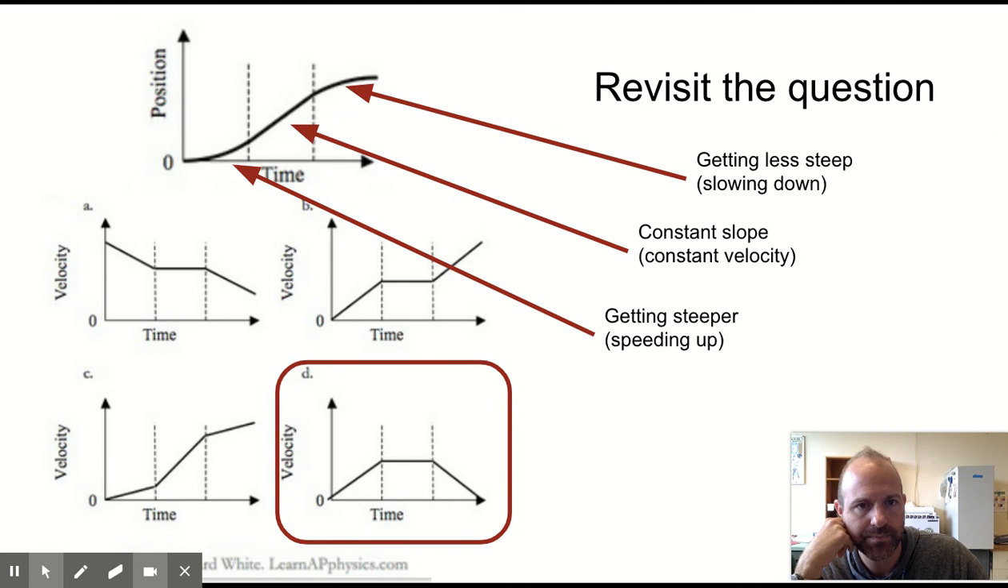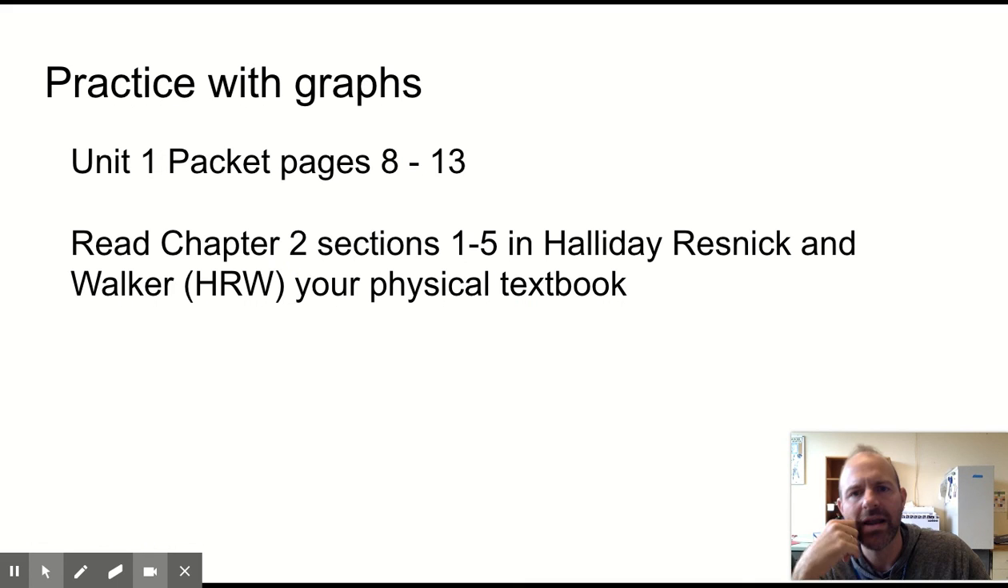All right, the practice graphs that I showed you, plus some additional ones, are pages 8 through 13 in the packet. If you want some additional reading and you already have your Halliday book, which I'll refer to as HRW from now on, this is the physical textbook, not the digital one I posted. That's chapter 2, sections 1 through 5 in that book.